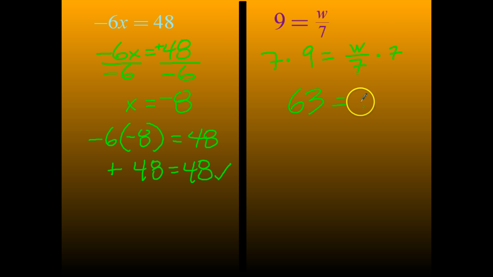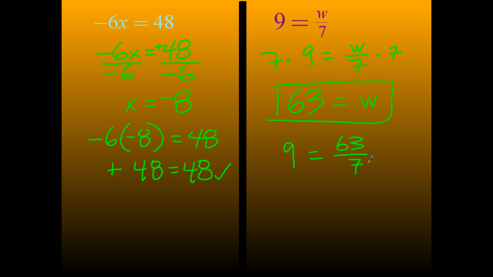So 63 will be equal to W, because this is the number of groups I made. Then I'm going to say, if I have 7 of those, then I'm back to my original amount, which is W. W is equal to 63. And then we're going to test it. So we'll say 9 is equal to, does it equal 63 divided by 7?